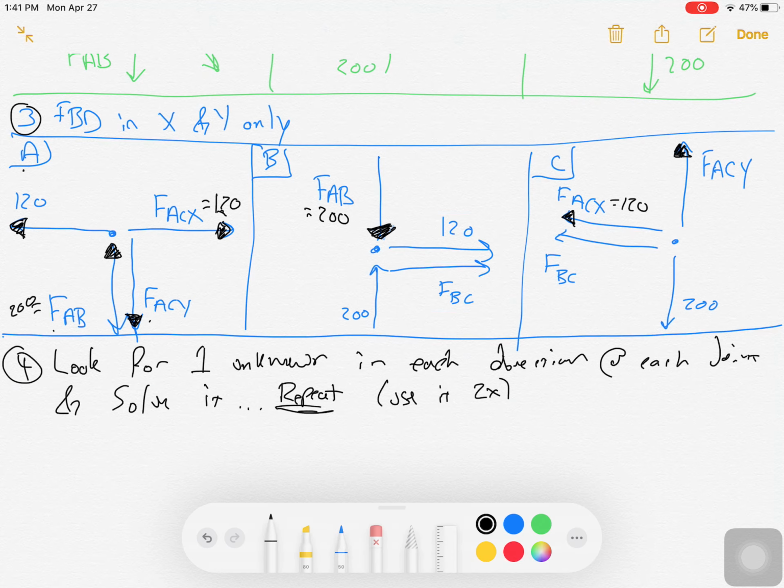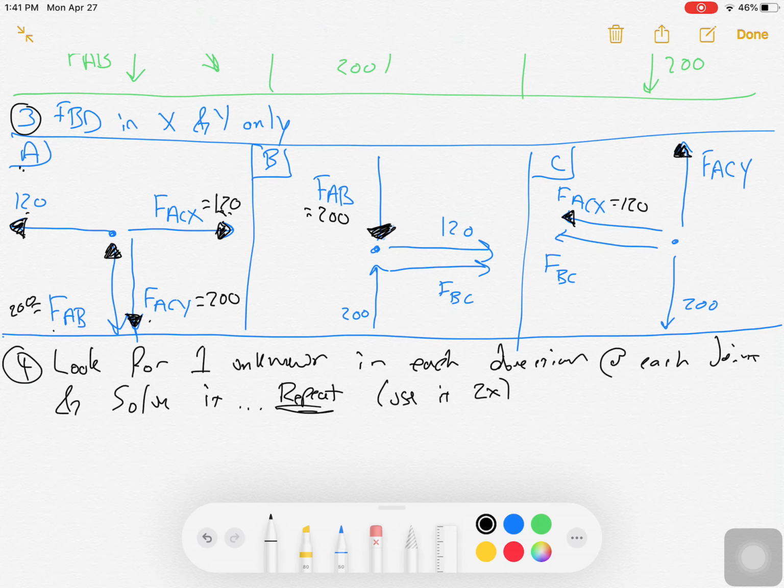Now I start over, I repeat. So on A again, in the X direction, I have 0 unknowns. Both of those are known. In the Y direction, oh, now this changes things. I found force AB is 200. So it's 200 up because it's in compression. So force AC must be 200 down. So remember, I always write it twice.